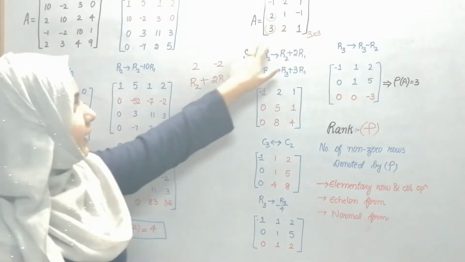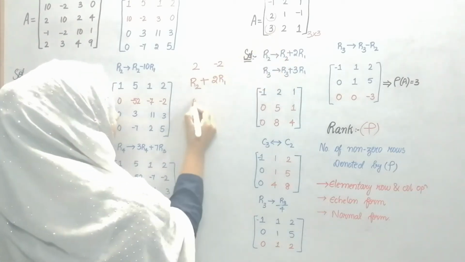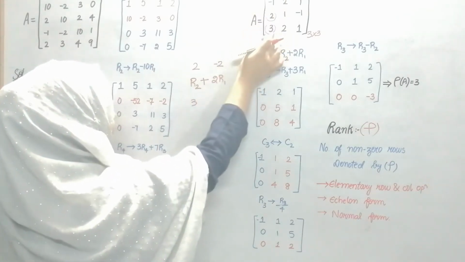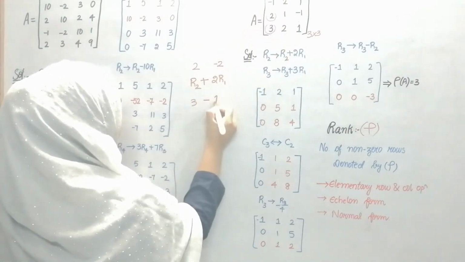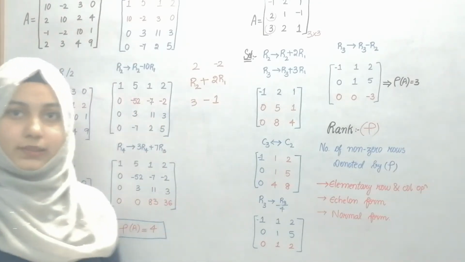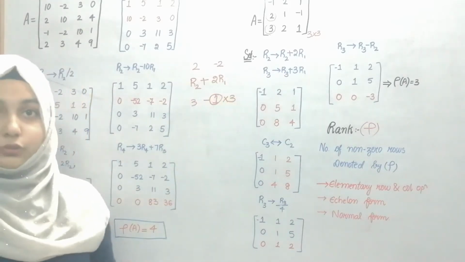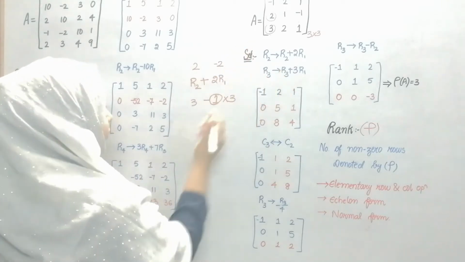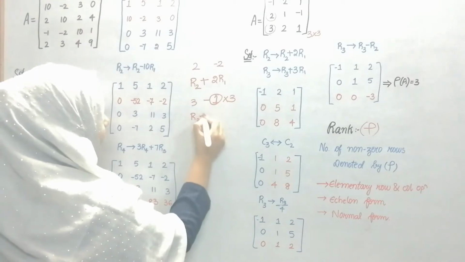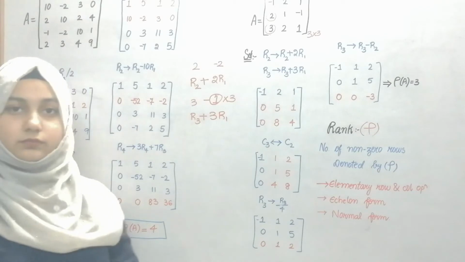For row 3, I've got 3 here. If I want to make this element 0, what do I need to do? I'm going to combine this with row 1, which has -1. So 3 minus 1 will not be 0. So I need to multiply row 1 with 3. Getting it? So now, if I write it in this notation, row 3 is added with 3 times row 1. Okay?